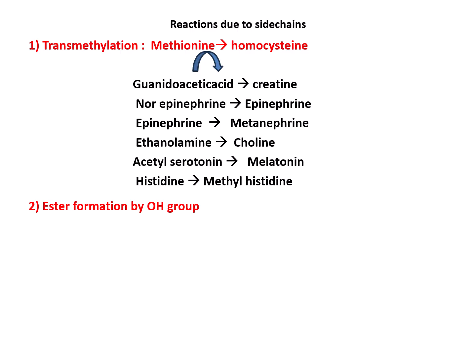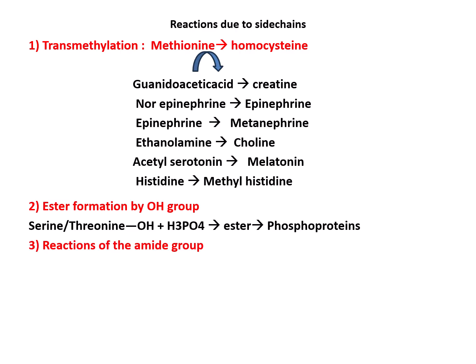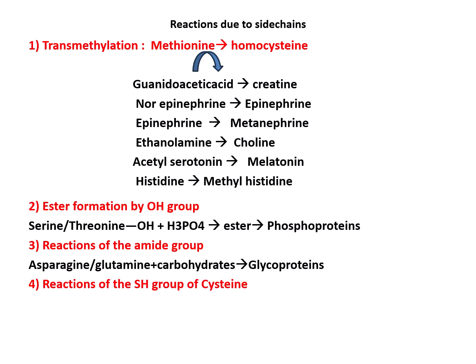Next is ester formation by OH group. Serine and threonine have an OH group at their side chain, which reacts with the phosphate group to form esters, and these contribute to the formation of phosphoproteins. Reaction due to amide group. Asparagine and glutamine react with carbohydrates to form glycoproteins.